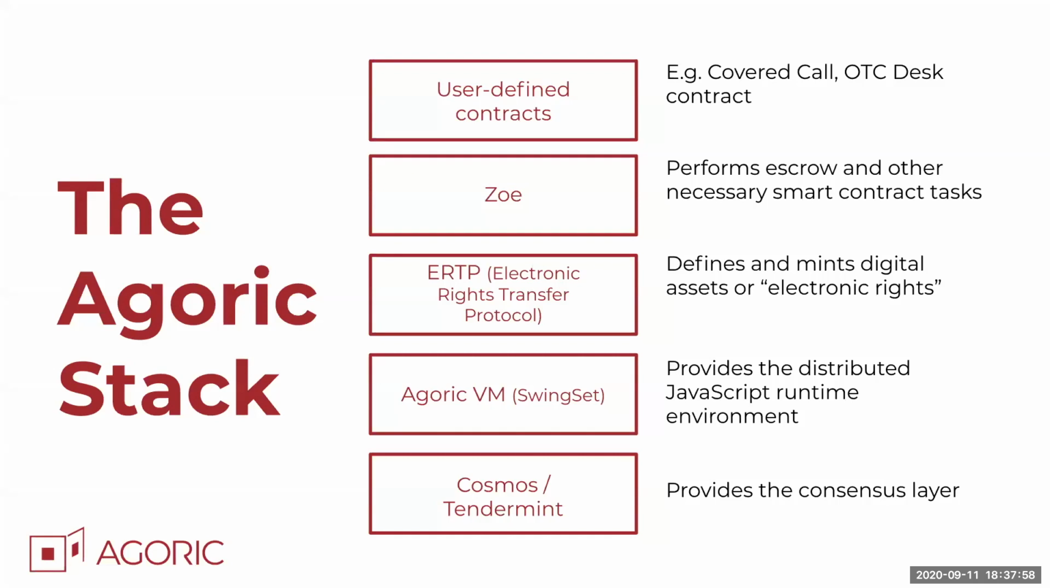On top of that, I mentioned ERTP, or the Electronic Rights Transfer Protocol. This is effectively our token standard, and it defines the fungible or non-fungible tokens, or digital assets or electronic rights. On top of that is Zoe, which is our smart contract layer. This is our smart contract runner, and it also performs escrow and other necessary tasks such that you don't have to do it when you're writing your smart contract. On top of that are the user-defined contracts, and so the covered call and the OTC desk contract that we're going to be building today.